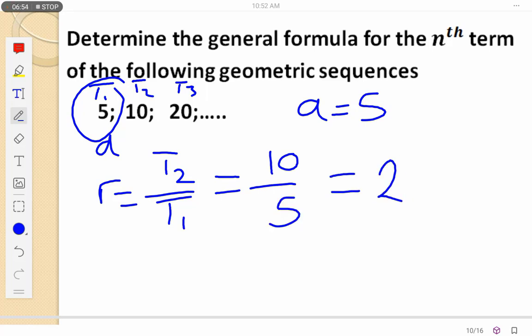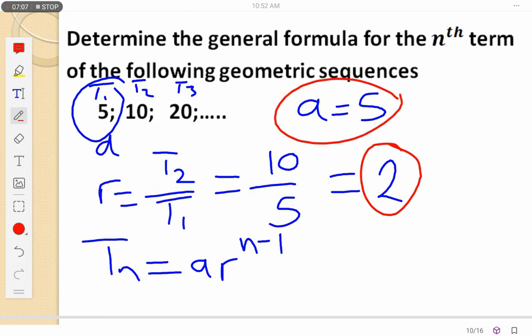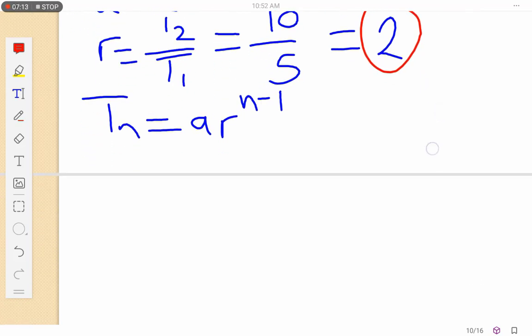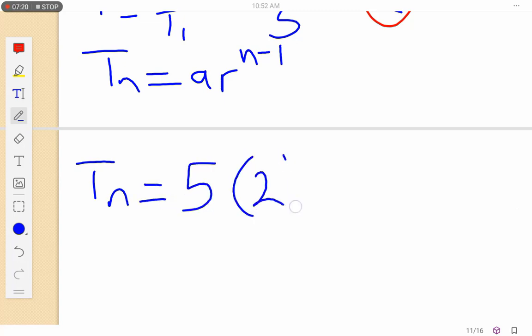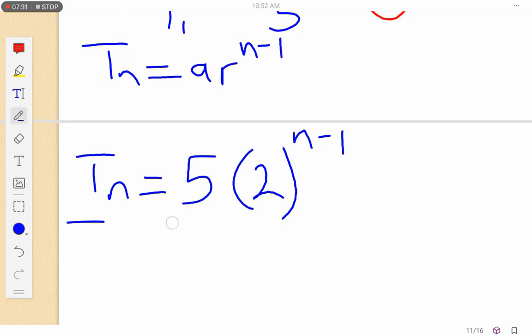Okay. Going to our formula for the nth term, we said it's Tn is equal to A R to the power of n minus 1. We substitute the information that we have there. We have got our R as 2, our A as 5. Let's substitute those. So we will get our Tn is equal to 5 times 2 to the power of n minus 1. So this becomes the general formula for the nth term. Okay. This becomes the general formula.